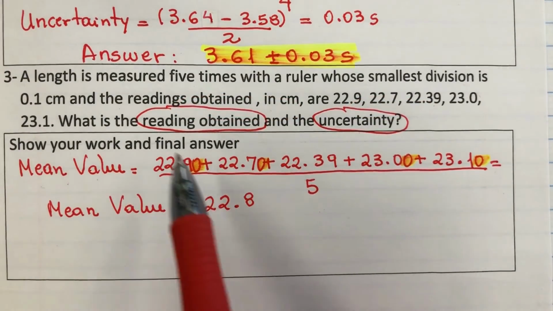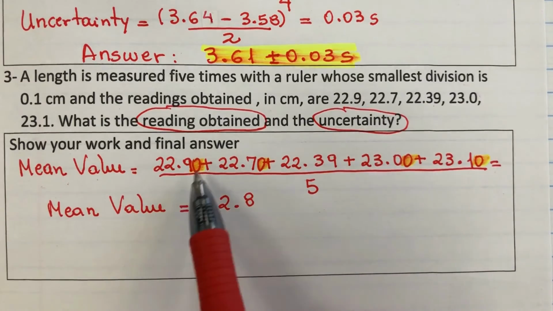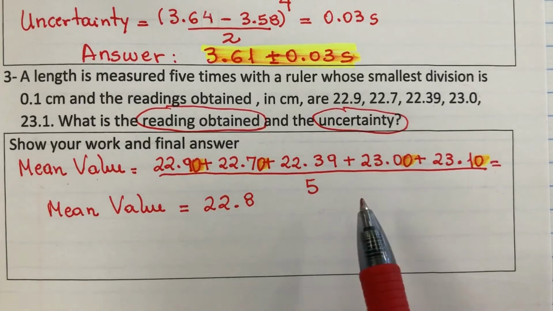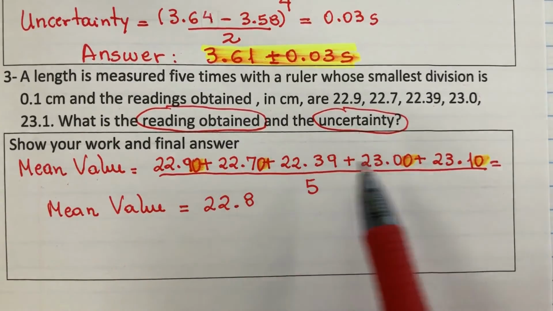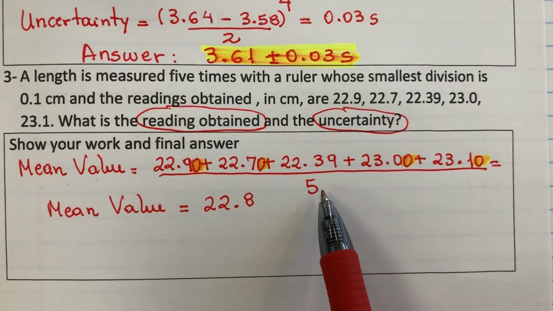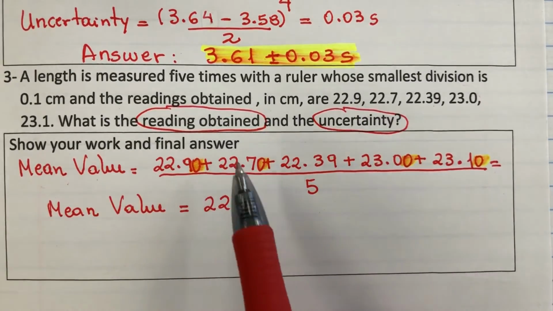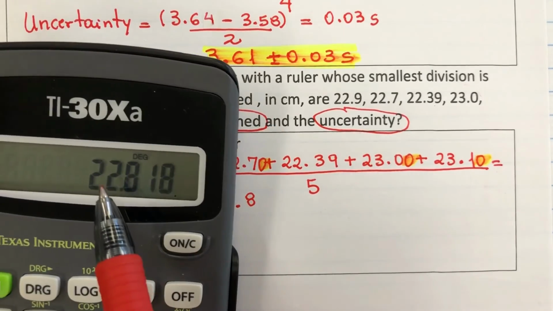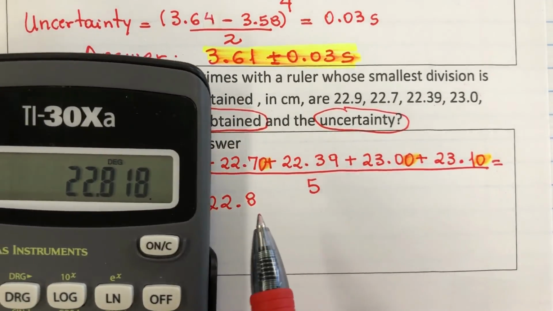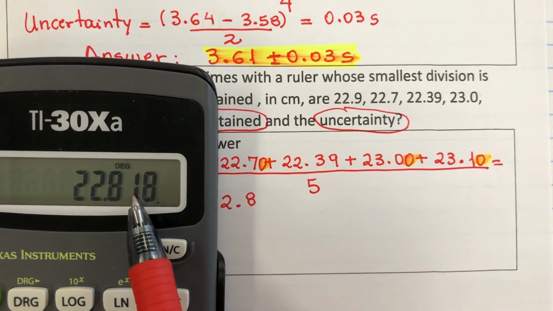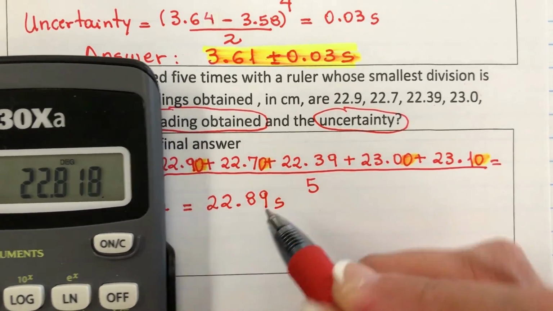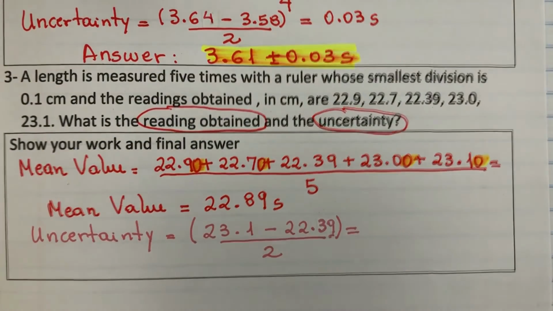Here I'm showing the addition of all my trials, and I have highlighted the correction that I did for the decimal places. I want all with 2 decimal places. And when I add all and divide by 5 trials, because I did not eliminate any, my result is 22.818. So I'm going to round this 8. See, this is 1, and I'm going to round the 1 to 9. So that is my mean value.